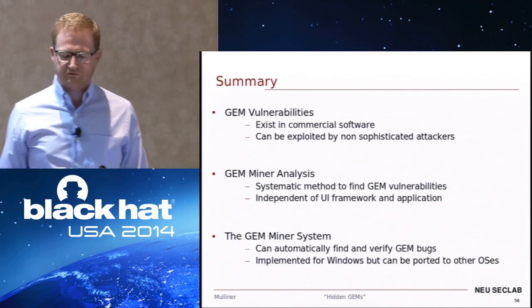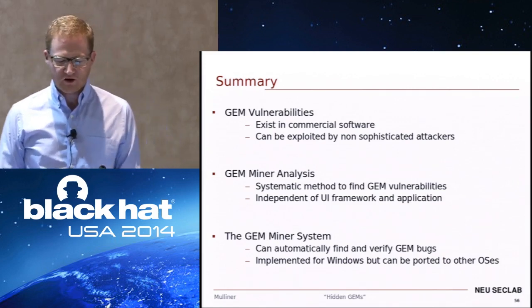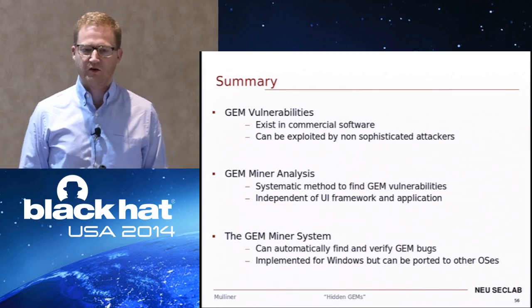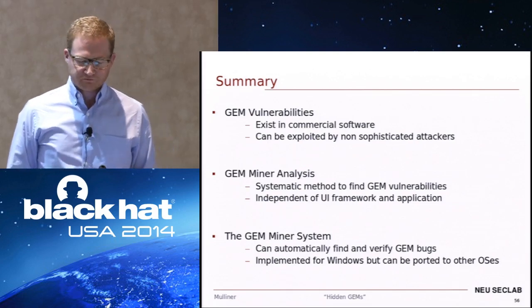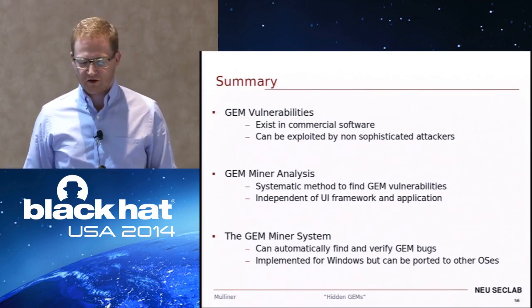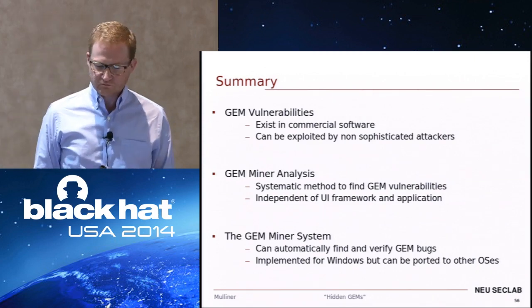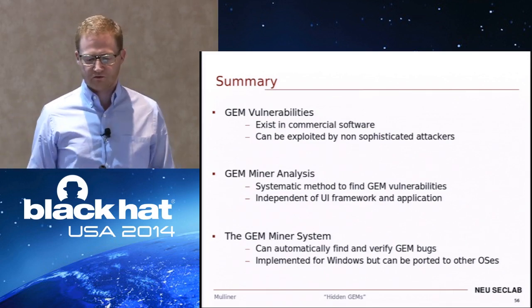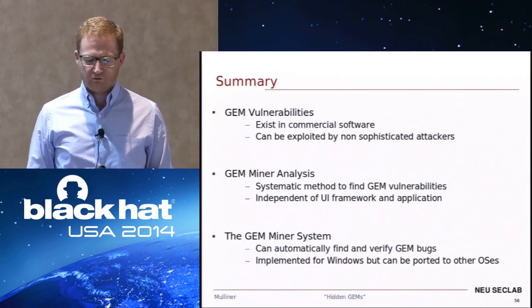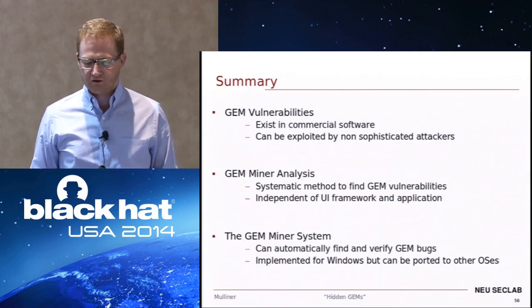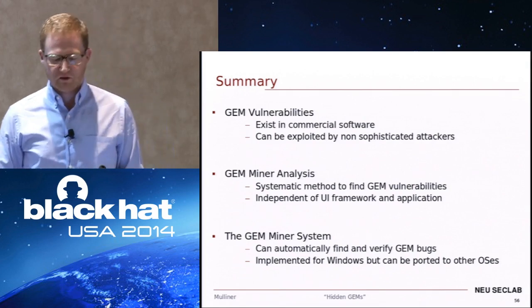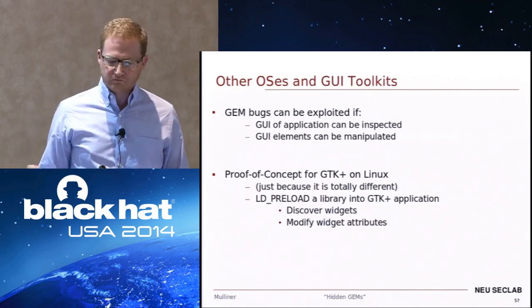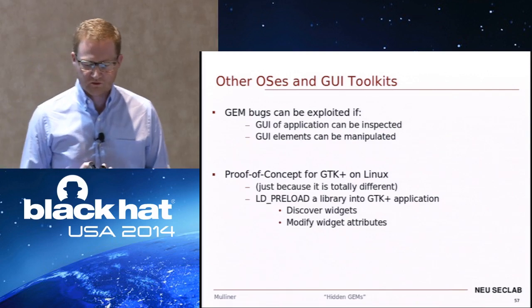So in summary, I showed you what GEM vulnerabilities are and that they exist in software. In my opinion, they can be really easily exploited by non-sophisticated attackers. We built this analysis tool to automatically test applications, and the test is really independent of the UI framework, as long as you can address the base widgets. With this system, we managed to automatically find a bunch of bugs. Right now it's obviously implemented for Windows, but I think you can port it to some other operating systems. And actually, we also looked a little bit at other operating systems.